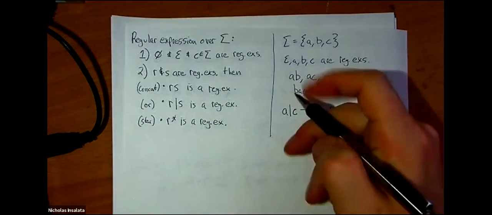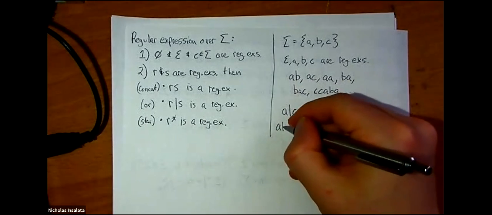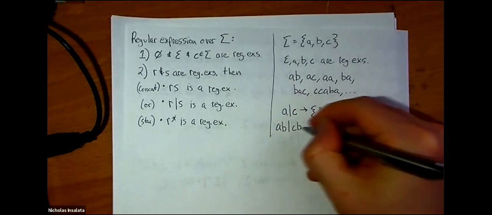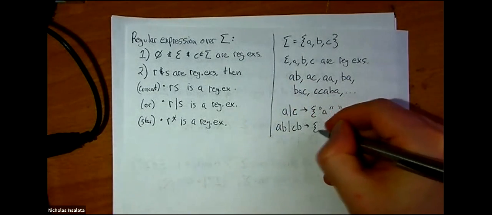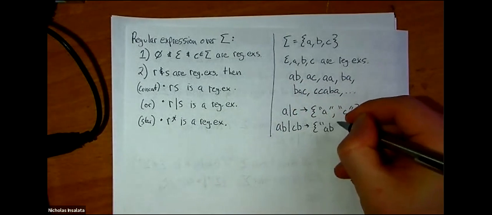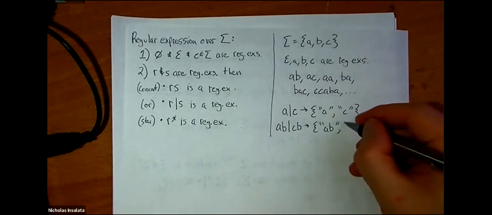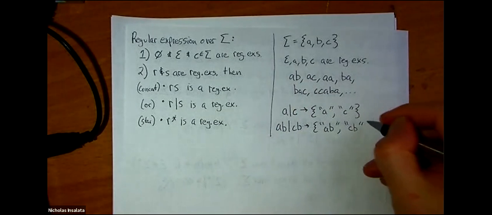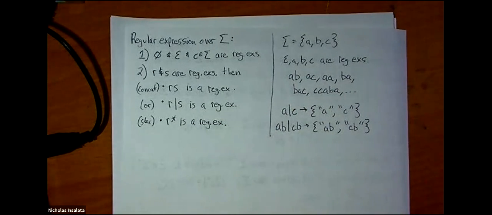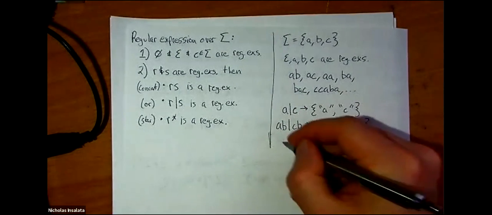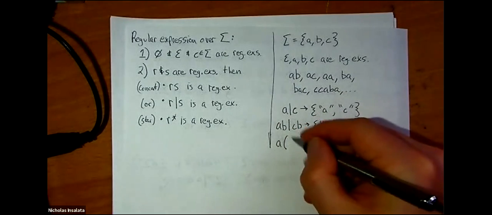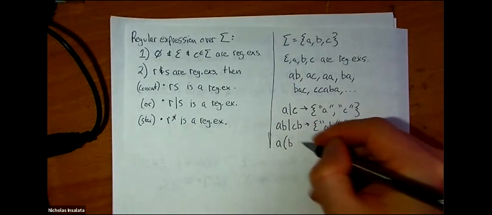What if I said, A, B, or CB? Well, that's going to give us the language with AB as one string and CB as the other string. Okay. What if I had the language A concatenated with B or C?